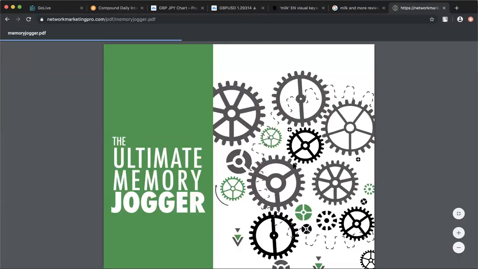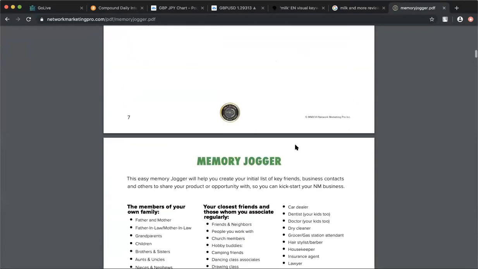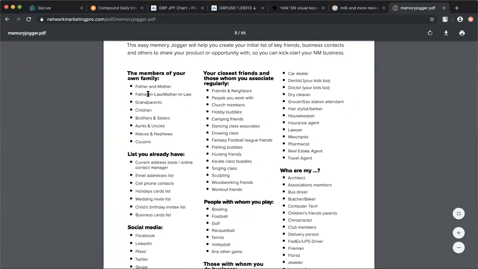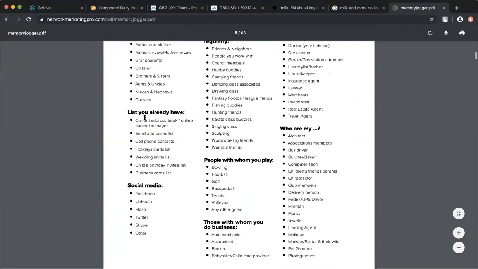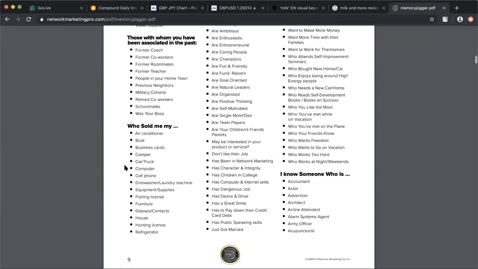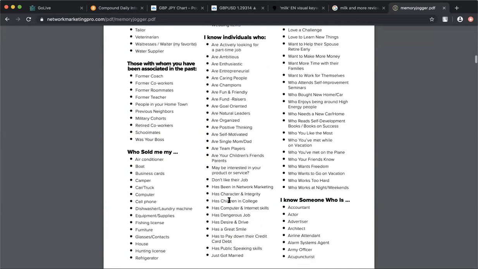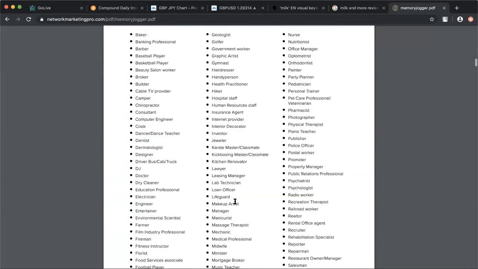Right, boom. So you can download this ultimate memory jogger. What this is going to do is help you find different people whom you know, right? Members of your family, the people you already have in your contact list, your email list, social media, the people you play sports with, who sold you different things, who's your accountant, who's your former coach, who do you know who's a champion, who has children in college, who do you know, right?